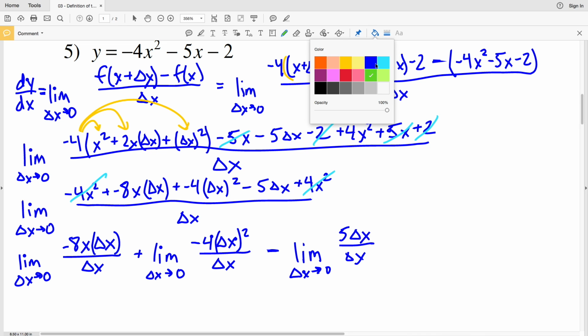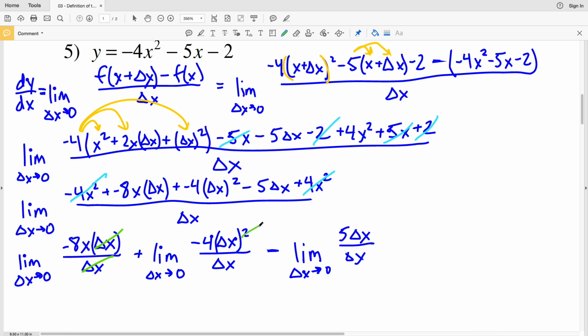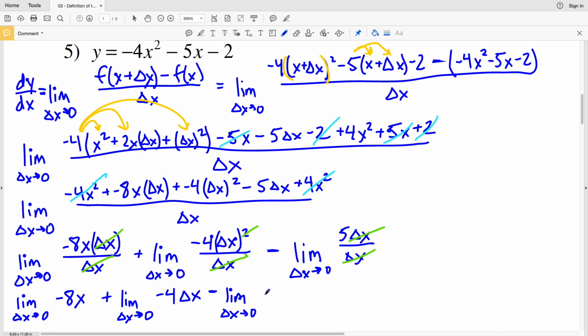From here, you'll be able to see that delta x cancels out with delta x. In my first term, one of my delta x's in my numerator cancels out with the delta x in my denominator of my second term, and my delta x's cancel out in my third term. So I'll have the limit as delta x approaches 0 of negative 8x plus the limit as delta x approaches 0 of negative 4 times delta x minus the limit as delta x approaches 0 of 5.